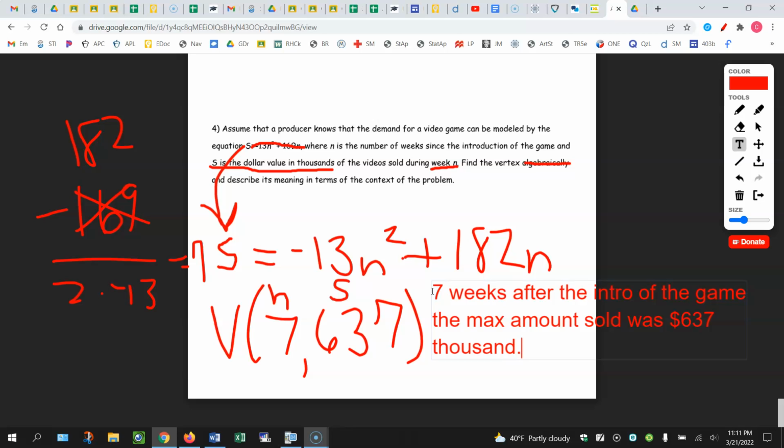Okay, so this is the number of weeks since the game was introduced. So 7 weeks after the game was introduced. This is the sales, the dollar value in thousands. So they sold $637,000 worth of the game.